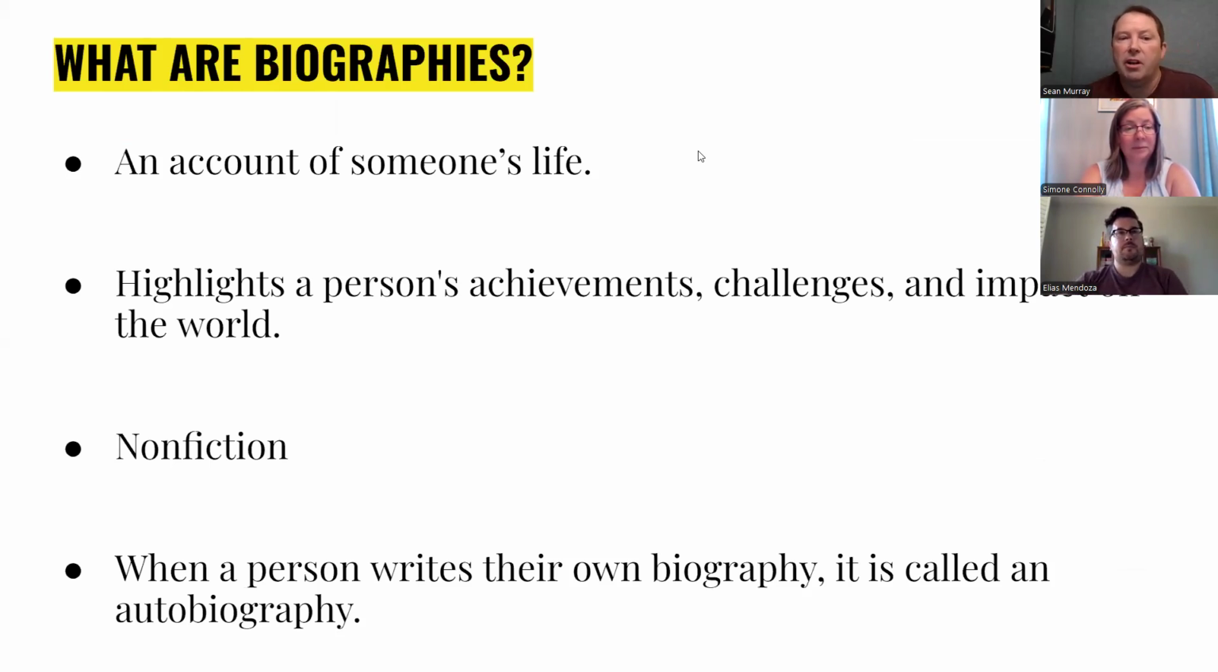Biographies are an account of someone's life. They usually talk specifically about events that have shaped that person in some way, that have led them to whatever it is that's made them significant. They highlight a person's achievements, the challenges they've faced, and their importance to the world. Biographies are nonfiction because we're learning about real people. And there's also something called an autobiography. If somebody writes their own biography, then that's called an autobiography.